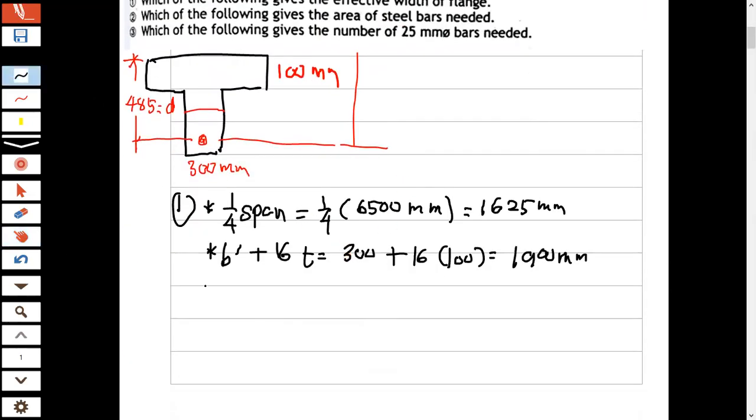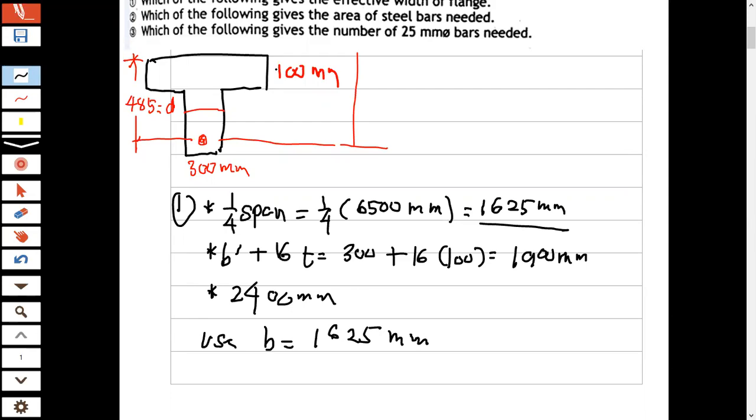Okay. Next is the center to center spacing. As in the problem, 2.4 or 2,400 millimeters. Obviously here, pinakamaliit is itong 1625. Okay. So use B equals 1625 millimeters. Okay. Easy. First question.